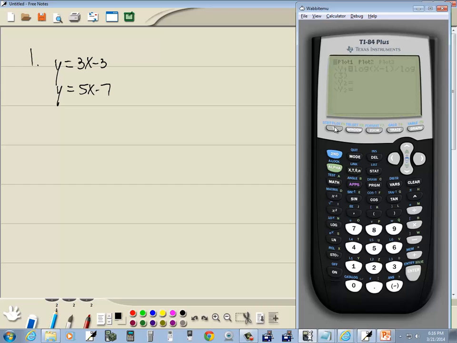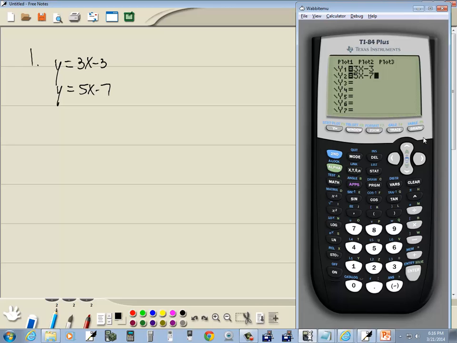I'm going to press Y equals, clear to clear out what's on Y1, and put my first equation on Y1. So we've got 3x minus 3. And now down arrow to Y2, and I'll put my second equation there, 5x minus 7. This method only works if you have it solved for y, so if your equations are not already solved for y, you have to do that first.